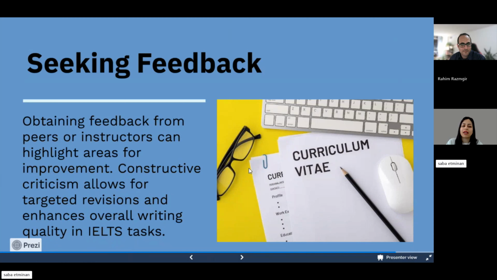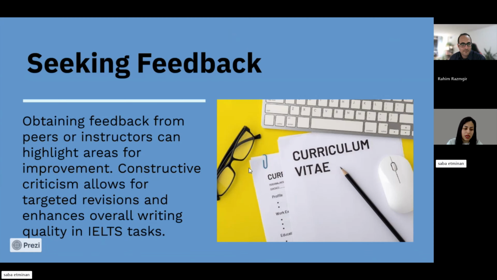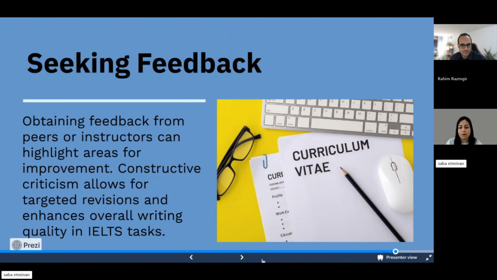And seeking feedback. This is really of high importance in my idea, that obtaining feedback from peers or instructors can highlight areas for improvement. Constructive criticism allows for targeted revisions and enhances overall writing quality in IELTS tasks. It would be great to be able to check the mistakes with an instructor, in my idea.